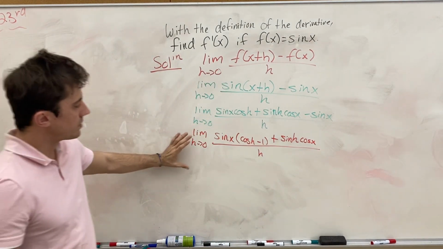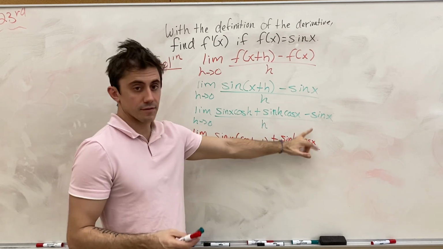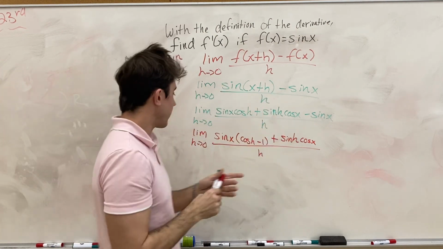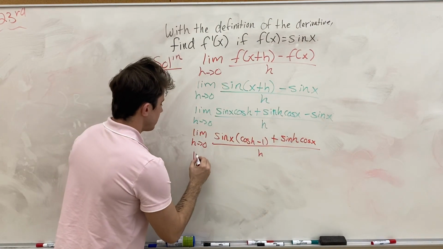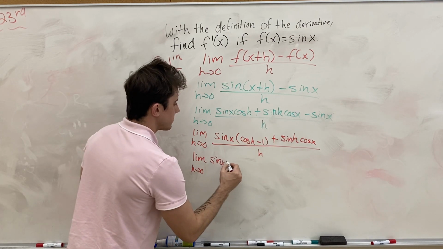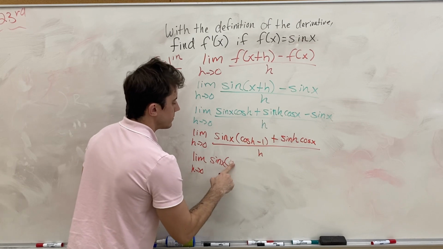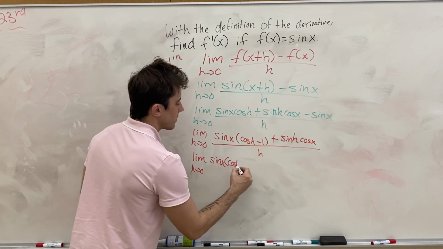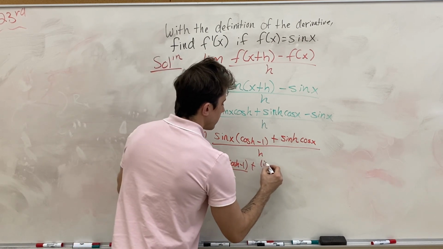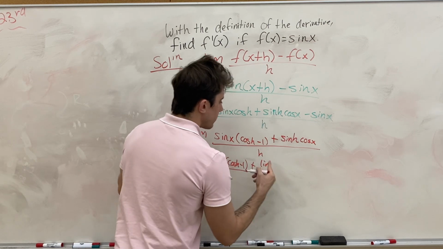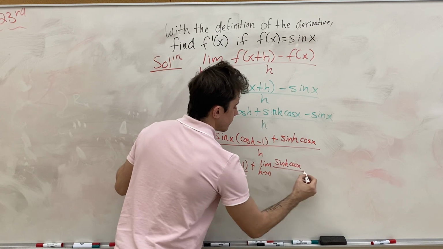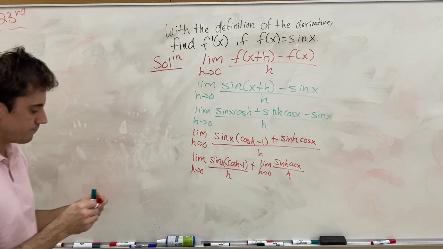Now, we know that the limit of the sum of functions can be written as the sum of the limits, so I'm going to write this as two separate limits. The limit as h goes to 0 of sine of x times cos of h minus 1, all over h, plus the limit as h goes to 0 of sine of h cos of x over h.